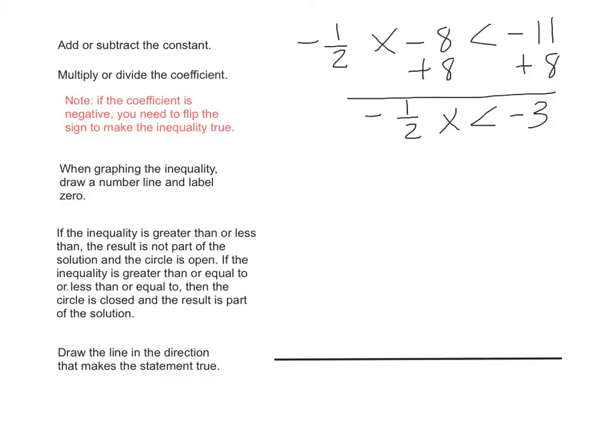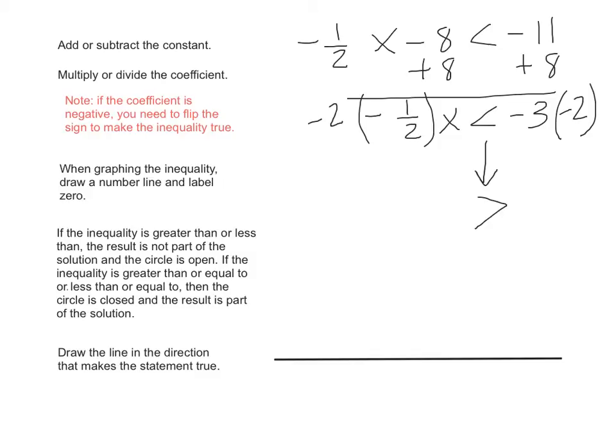Notice my note here to the left in red. It says if the coefficient is negative, you need to flip the sign to make the inequality true. Since negative half is my coefficient and it's a negative, when I do my next step, I have to remember to reverse the sign so that it will be, instead of less than, greater than. So let's go ahead and isolate the variable by multiplying both sides by negative 2.